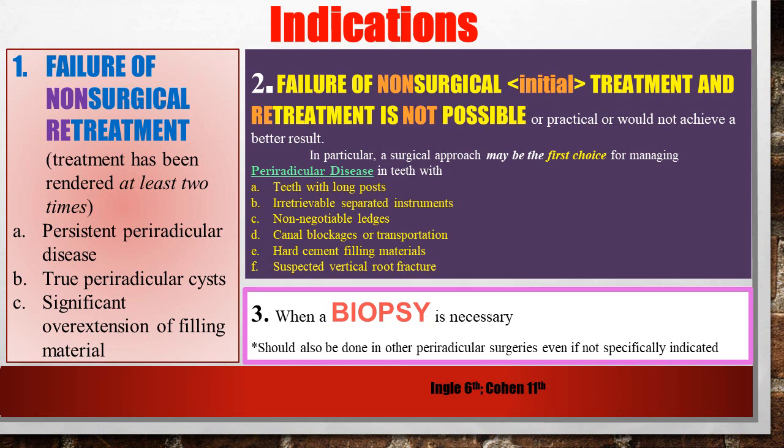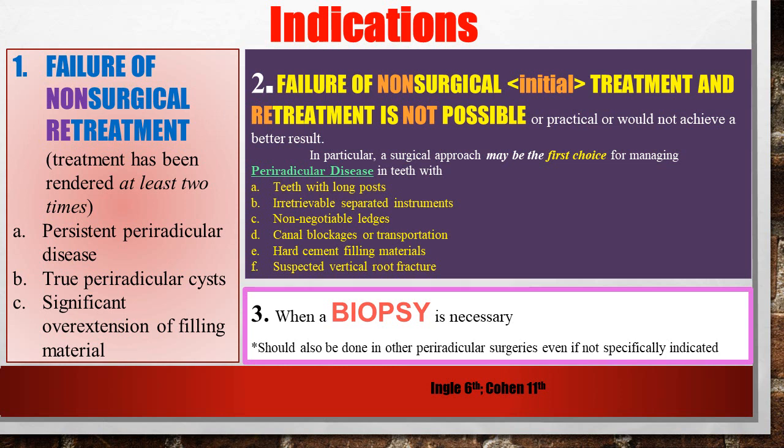When we feel that there is a persistent periradicular disease, that means we have performed your RCT, you have tried your re-RCT, and still you see that the periradicular lesion is not regressing, that is, it's not becoming smaller in size, or it is growing in size, then yes, we may have to intervene surgically. When there are true periradicular cysts, of course, cysts are not going to go away with just medication, they need to be enucleated, so yes, in those cases, we need to perform surgery.